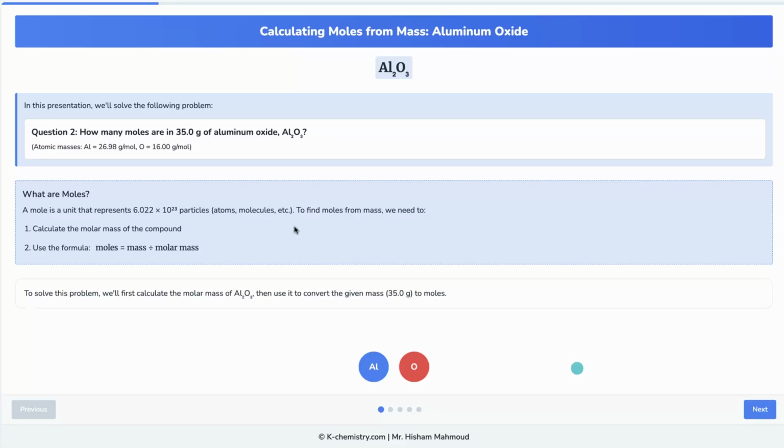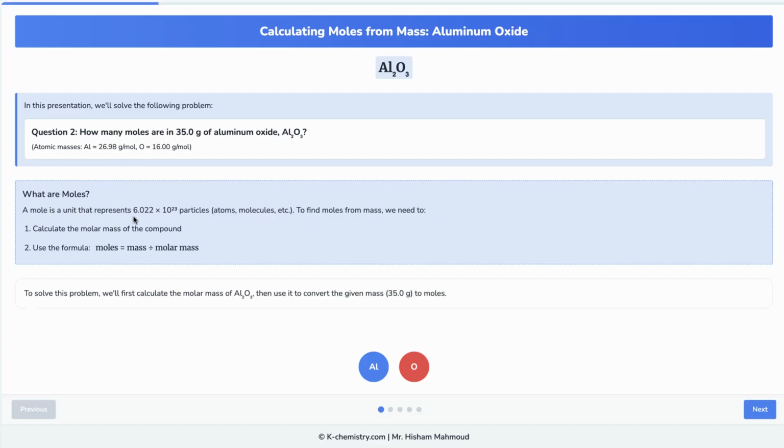This video will try to solve the following problem. How many moles are in 35 grams of aluminum oxide, Al₂O₃? We have the atomic masses of all elements, aluminum and oxygen, and we need to know what the moles are.